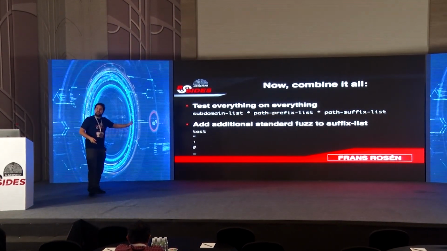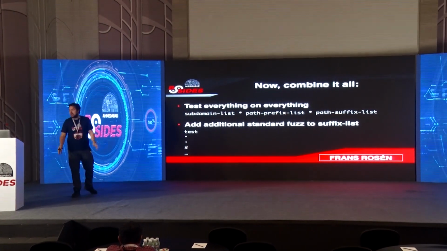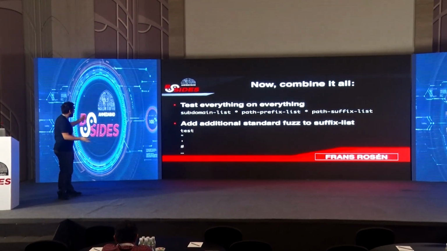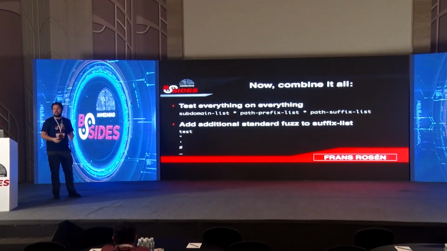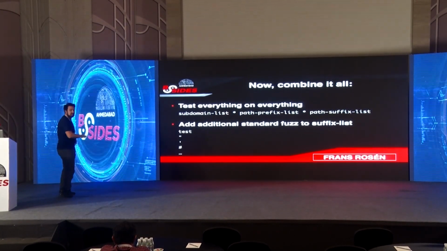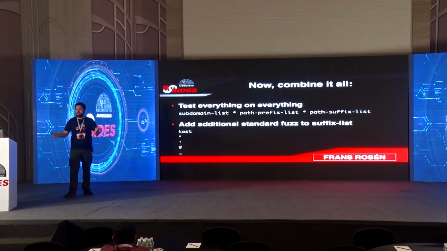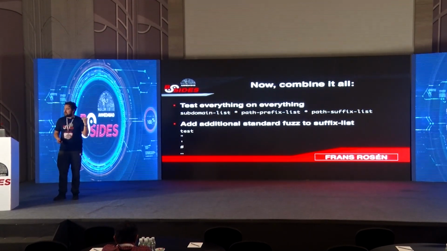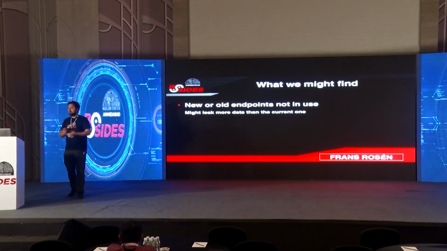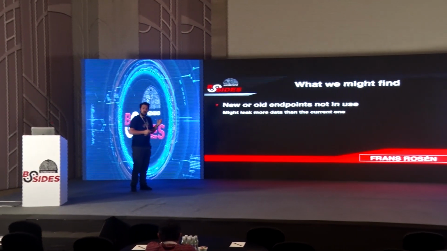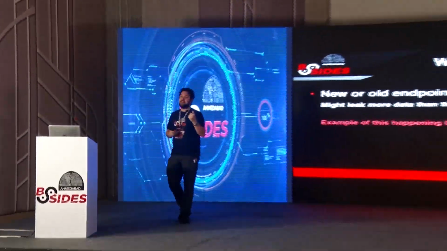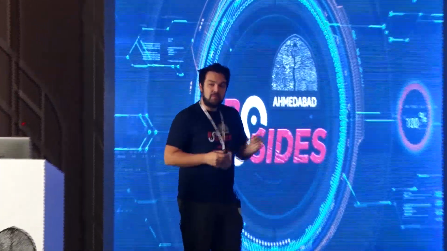So I tend to add a bunch of weird characters: backslash, slash, single quote, double quote, ampersand, fragment sign, all these things. If there are numbers in the ID, test with letters, test everything, test minus. So when we do this combination, what might we find? And this is where the fun part starts, because I have examples for all these things. One thing we might find is new or old endpoints that are not in use yet or anymore.